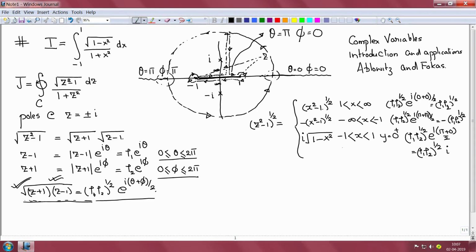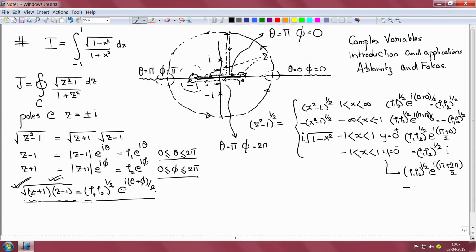Okay. Then for the same part below the x axis, minus 1 less than x less than 1, y equal to 0 minus, we have again rho 1 rho 2 to the power half, but below my theta is still pi, but phi is equal to twice pi. Okay. So, phi has to go a full round and come back here, 2 pi. So, I get e to the power of I pi plus 2 pi by 2, which gives me minus I, a positive real number. So, here it will be minus I square root of 1 minus x square, because x is less than 1.